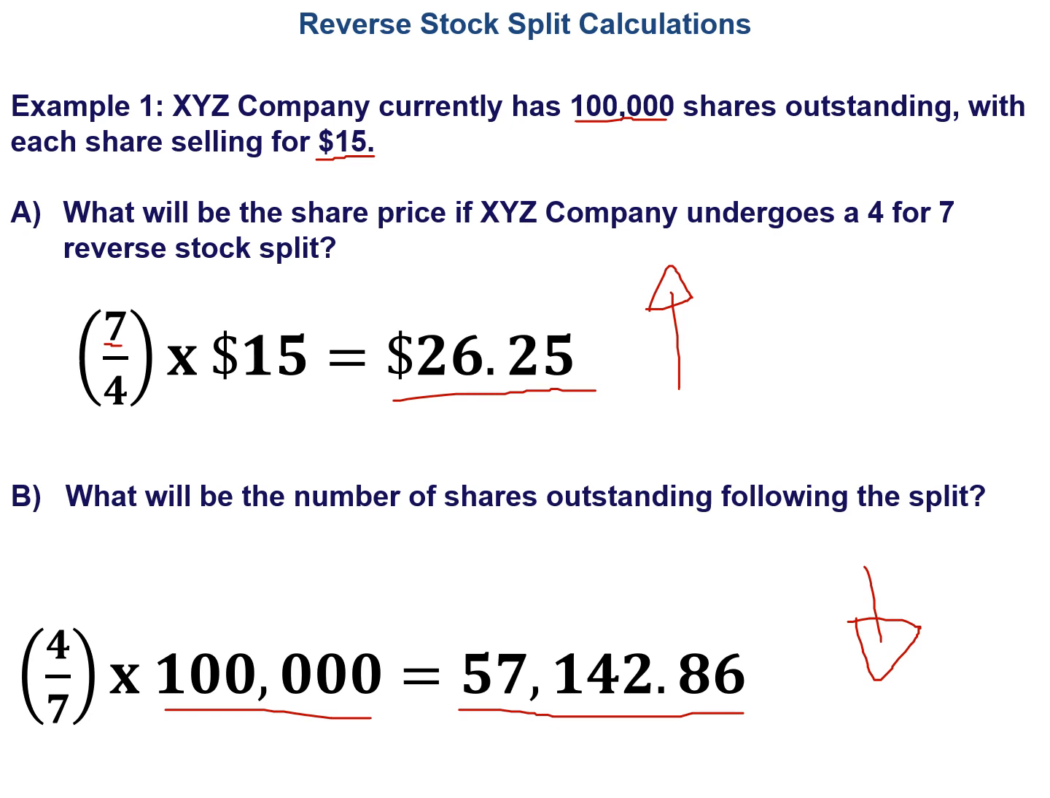And just to be clear, if you multiply this $15 by this 100,000, you get 1.5 million. And if you multiply this 26.25 by 57,142.86, you get 1.5 million as well. So notice how the market value stays the same on this side of the line and on this side of the line. So 15 times 100,000 gives you 1.5 million, and 26.25 times 57,142 also gives you 1.5 million. Just like in stock splits and reverse stock splits, the market value of the company stays the same.